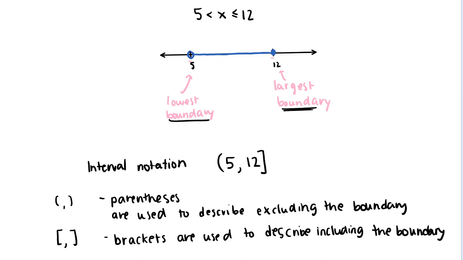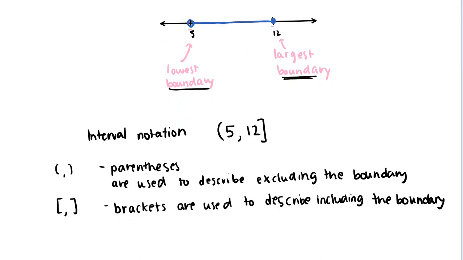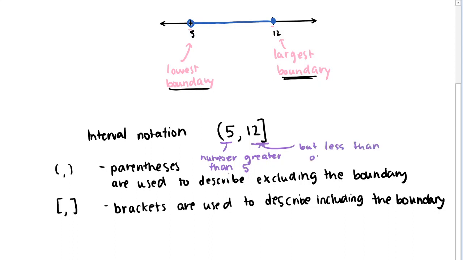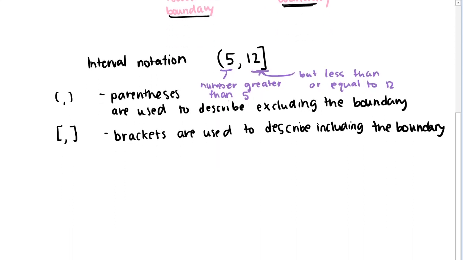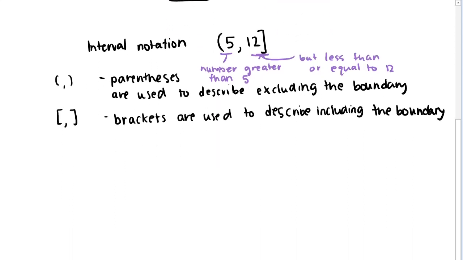So really, this interval notation is saying numbers strictly greater than 5. That's what this parenthesis 5 means. And then this 12 and this bracket together, this means but less than or equal to 12. And so that's an example of using interval notation to describe a continuous set of numbers.